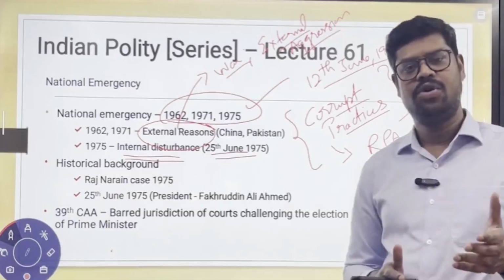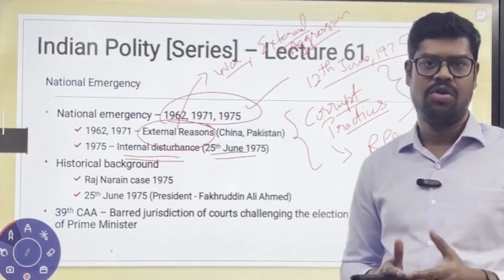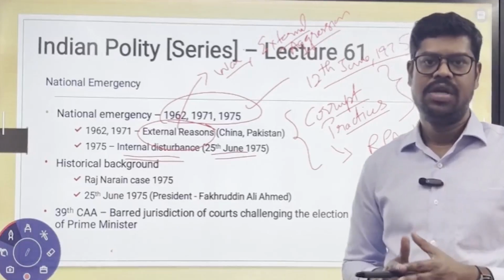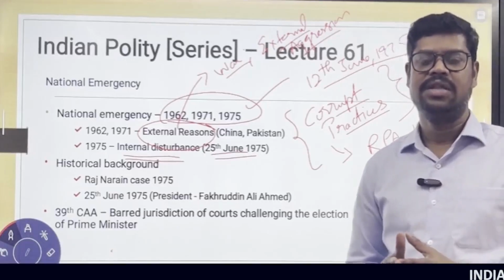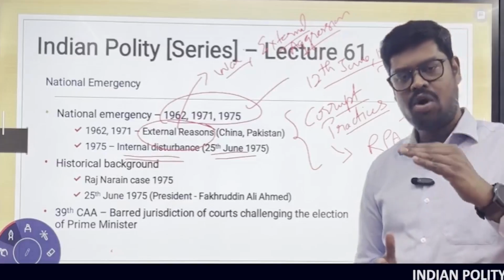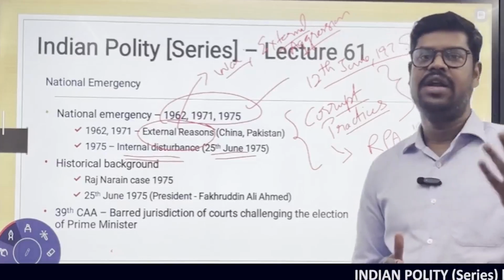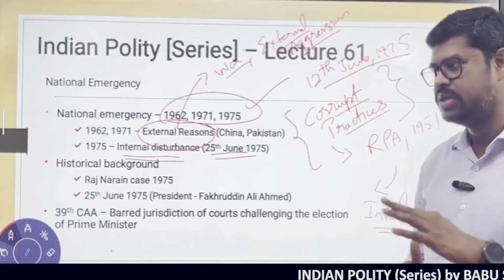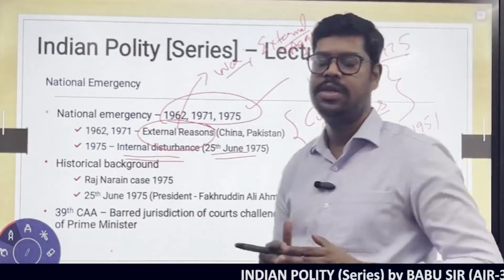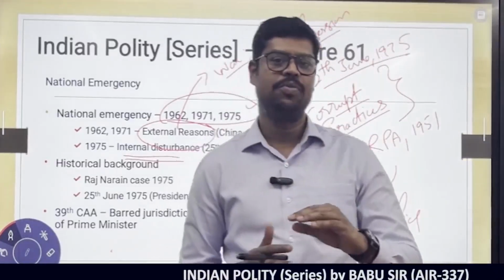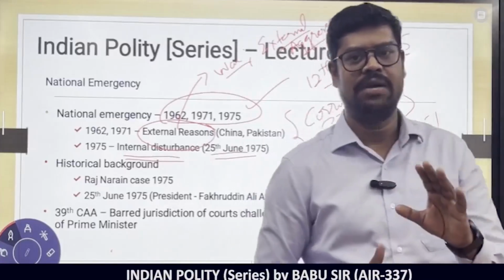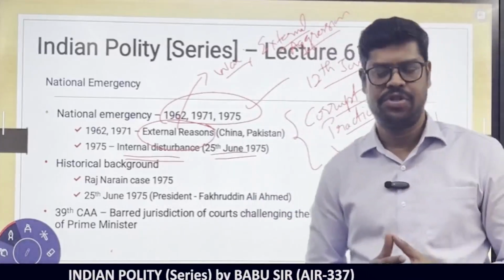An interim order is not a final order. An interim order means that this is an order that is likely to stay till the final decision is given by the Supreme Court. So what is the interim order saying? The interim order is saying that till the time the Supreme Court finally decides this particular matter, she can continue to be the Prime Minister.